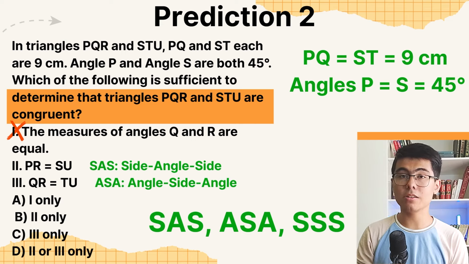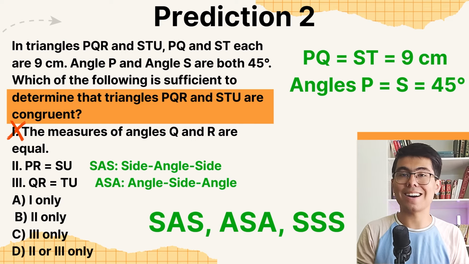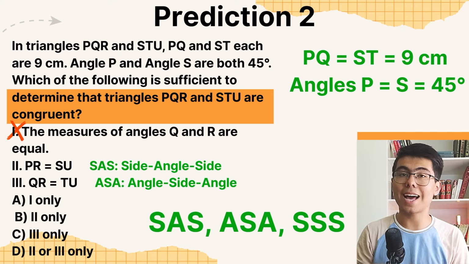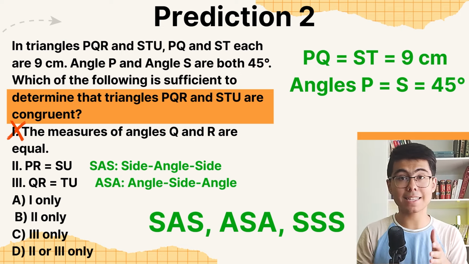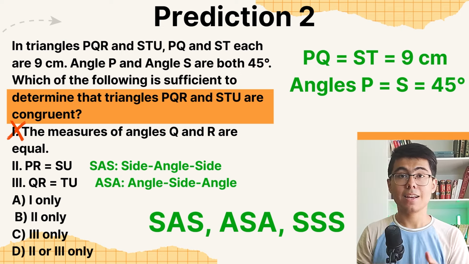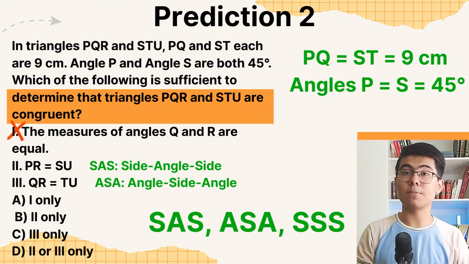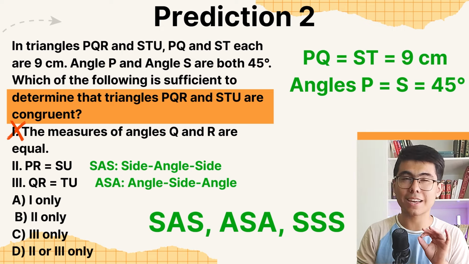So the key takeaway here is when solving SAT congruence problems, look for classic rules like SAS, ASA, SSS. Identify the given elements and match them with these rules carefully.